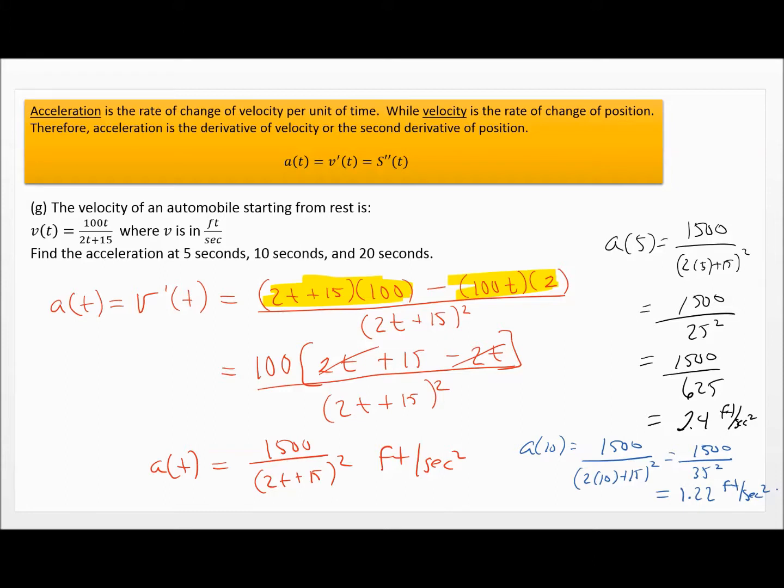So what would you say about what's going on here? The acceleration is slowing down, right? At 5 seconds, we're at 2.4 feet per second squared. That's how fast the velocity is changing. Whereas at 10 seconds, we're at 1.22 feet per second squared. At 20, I would guess that the acceleration is going to be even less. And probably as we're getting up to speed, you're accelerating less and less until you just level out your velocity. Seems reasonable, right?